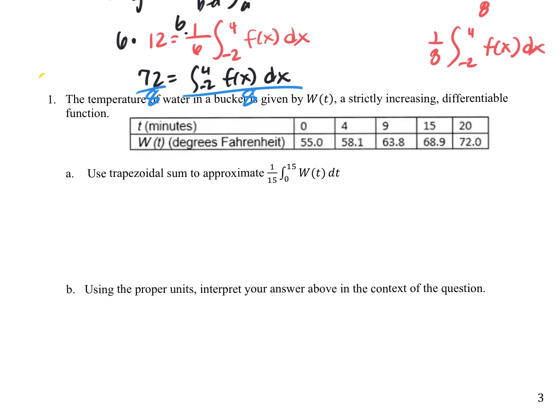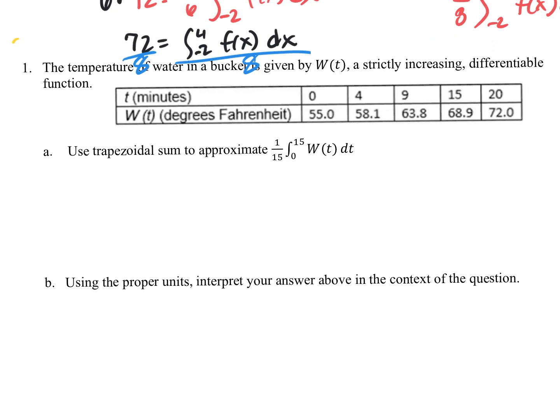Okay, last thing from me, and then you are done with me. It says the temperature of water in a bucket. What's happening to that temperature? It's going up. Must be hot outside. It's increasing. Use a trapezoidal sum. You're like, oh my gosh, I've not talked about trapezoids in a while. That's why we're doing it.